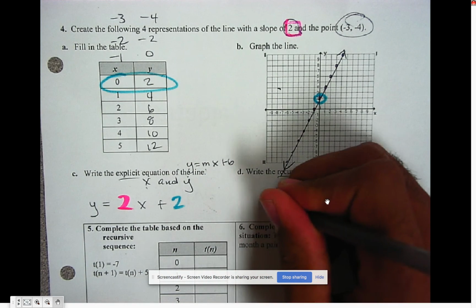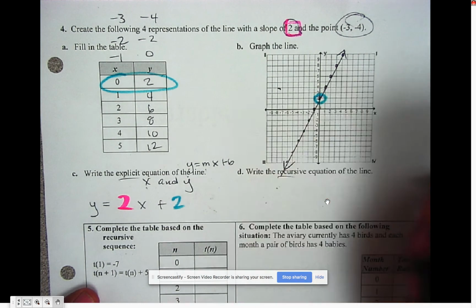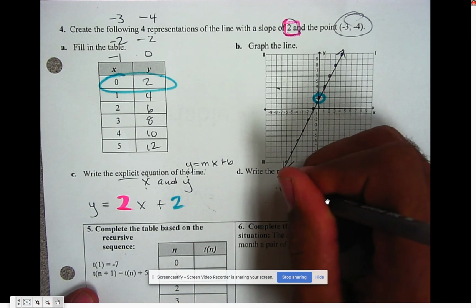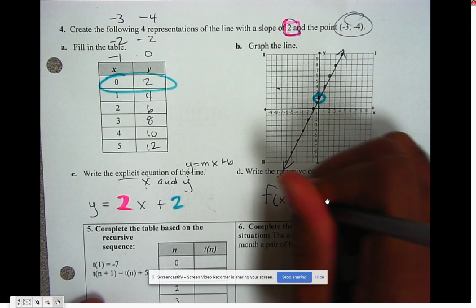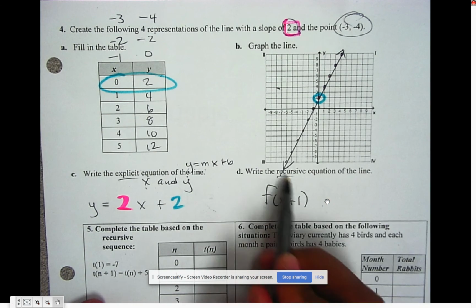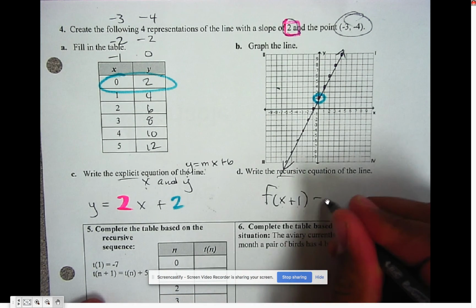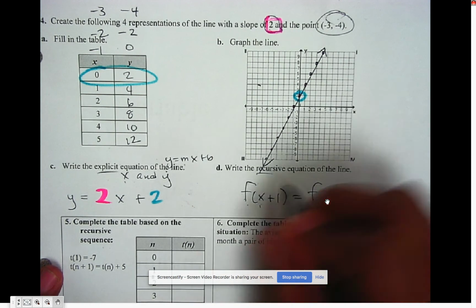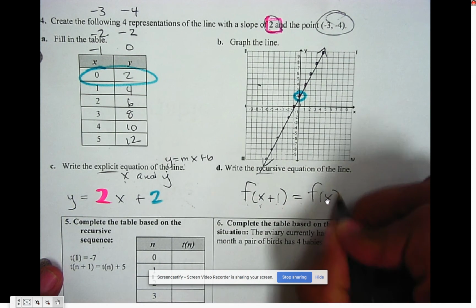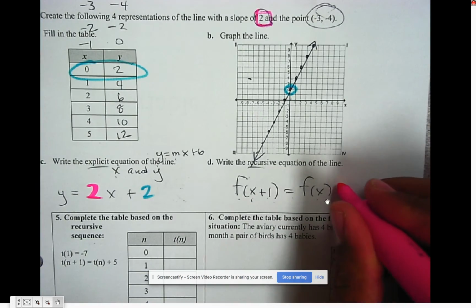Now writing a recursive equation. Okay, so this time I'm going to go ahead and use, and you can use whatever notation you want, you can use t of n plus 1, or f of x plus 1 is what I'm going to use in this case. But when you use a recursive equation, you have to use this x plus 1, n plus 1 format. Okay, that's important. So if I use f of x, then I have to write f of x plus 1, then I have to write f of x here. Basically, you're going to put whatever the common difference is, or the slope. So I'm adding 2.